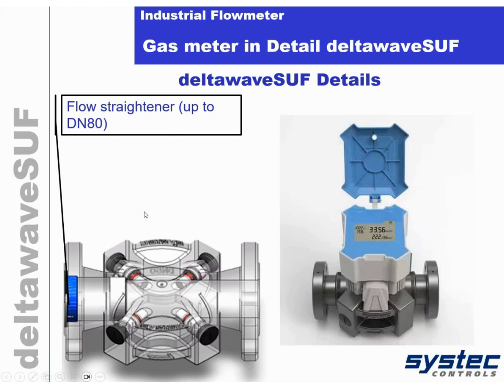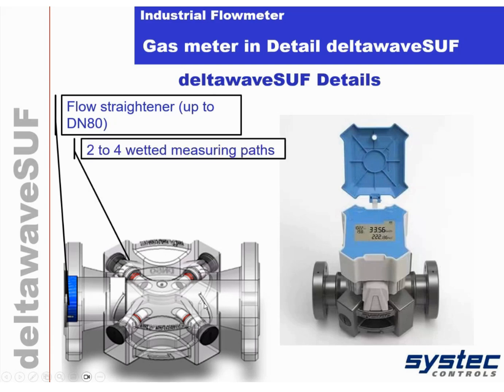So what we have here, we have a flow straightener at the inlet, which means if you have a short straight inlet, this flow straightener will optimize your flow profile. So this is the second part of the flow straightener. So number 1 and number 2, this is a 2-part flow straightener. And then you have 1 to 4 measuring paths. Here for the small diameters, this is a DN32. You have 2 paths.